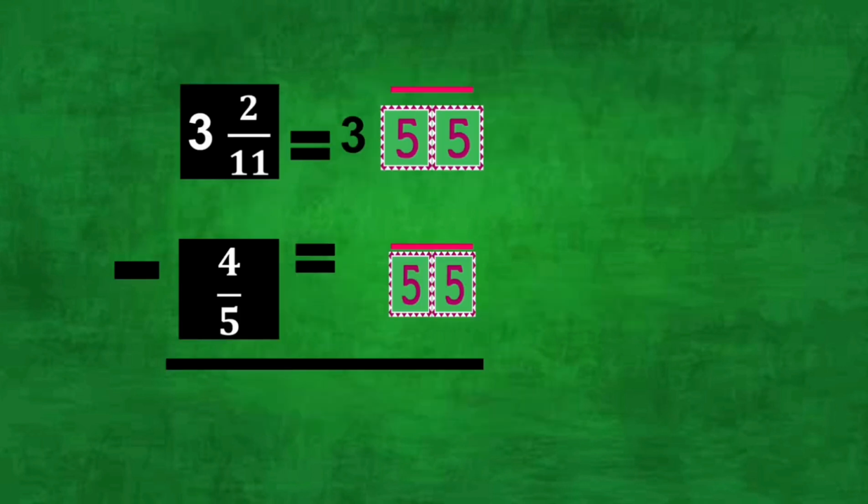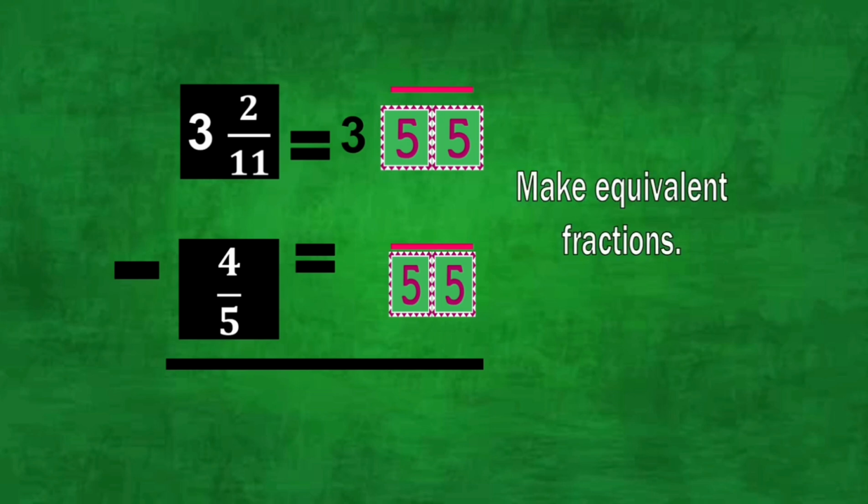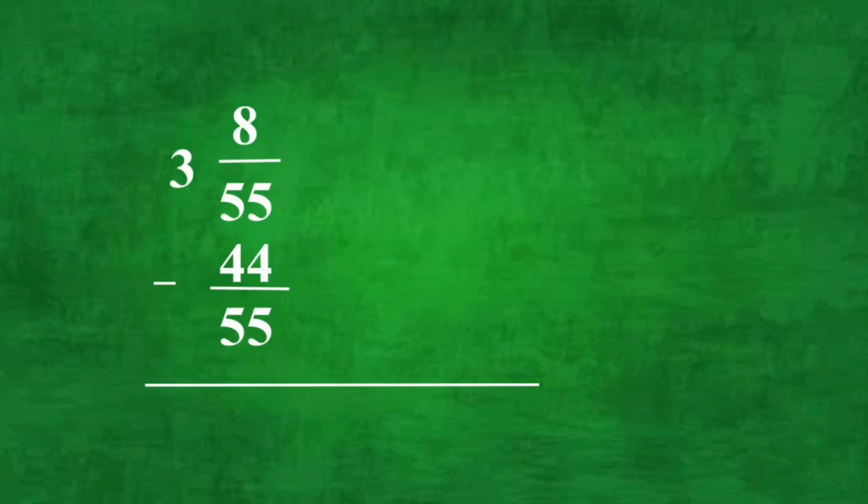Using our new denominator, make equivalent fractions. So 55 divided by 11 times 2 is equal to 8. 55 divided by 5 times 4 is equal to 44. Here, we cannot subtract 44 from 8, so we need to regroup.